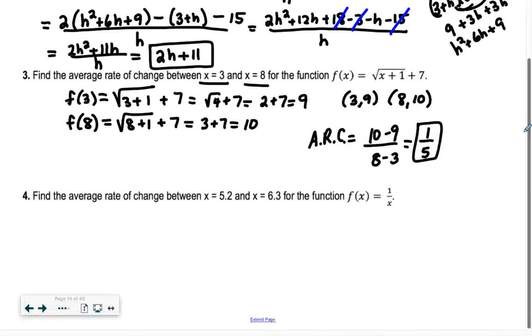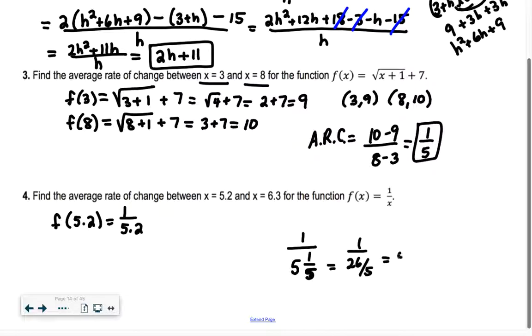Sure. So we have 5.2. So we're finding f of 5.2, and this is where I'll let you use your calculator. So we have 1 divided by 5.2. Now, if you really like fractions, it becomes 5, and 0.2 is 2/10 or 1/5, right? And you could write that as 26 over 5. So doing 1 over it would just become 5 over 26. Right? But some of you guys don't like fractions, and I recognize that.